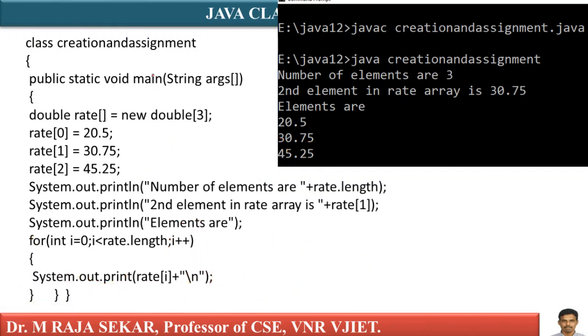This is a simple and straightforward program. What is the difference between this program and the previous program? In this program, I am declaring the array and creating the array at the same time, simultaneously. But in the previous program, first we declared the array variable, then we allocated memory for that array variable by using new, isn't it?